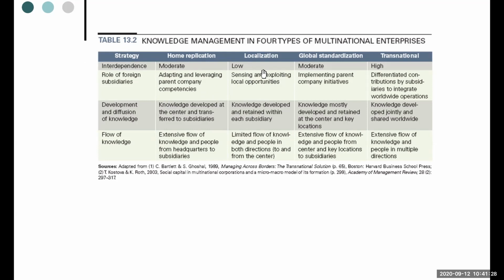Now, the localization would be no, we will actually follow whatever is India specific. So we incorporate Amazon India, and it should be an Indian company, something like that. Then the global standardization is a mix of both, which can be something good from the parent company, whereas something else from the local market.